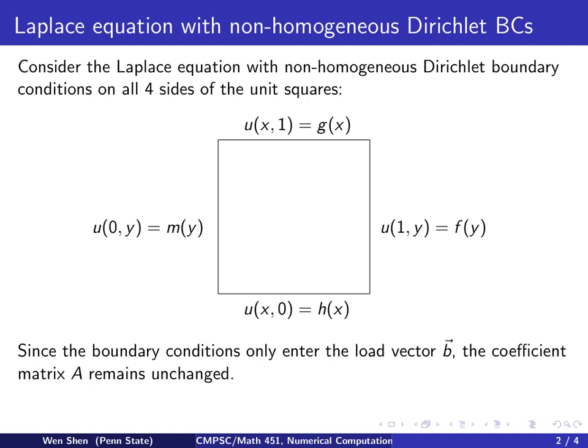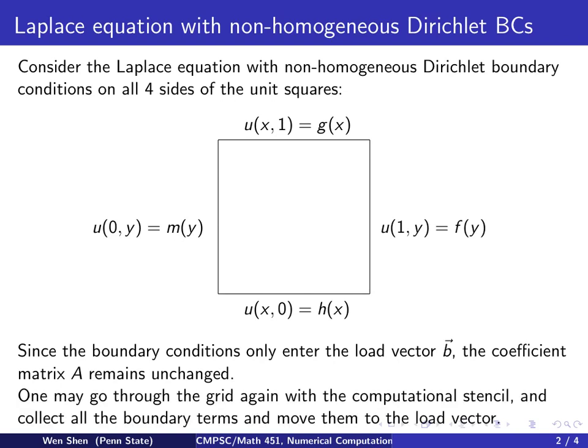We noticed last time already that the boundary conditions only enter in the load vector B. The coefficient matrix A remains unchanged. So what one needs to do here is go through the grid again with the computational stencil, in particular all the grid points that touch the boundary points, and then collect the contribution of all the boundary terms and move them to the load vector on the right hand side.